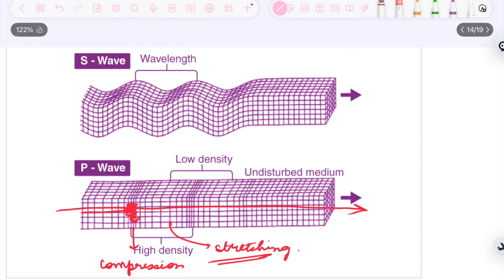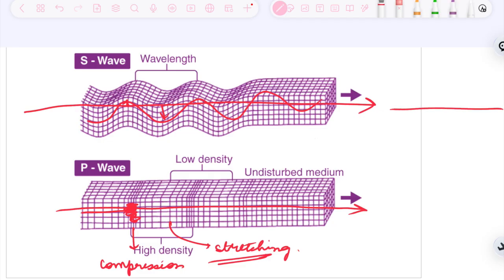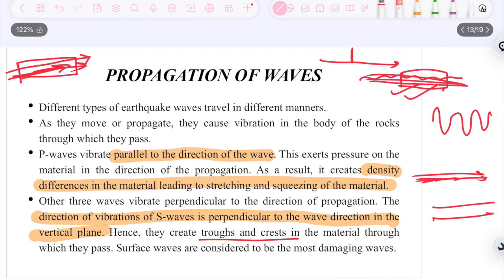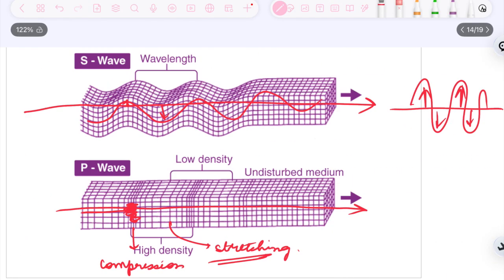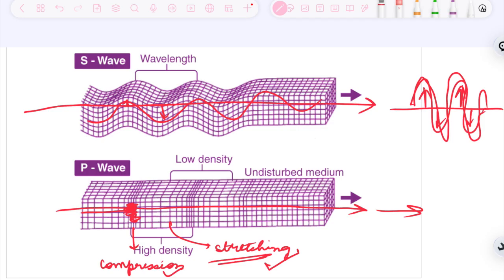Now we see that this is the rock through which S waves pass. Now it will create these troughs and crests. Why? Because the propagation is parallel. This is how it is moving. Troughs and crests, energy movement is parallel to that of the vertical plane. So this is the most important criteria about P waves and S waves, that P waves move parallel and they cause compression and stretching. However, S waves create troughs and crests, and because they move perpendicular to the vertical plane or perpendicular to the direction of the S wave.